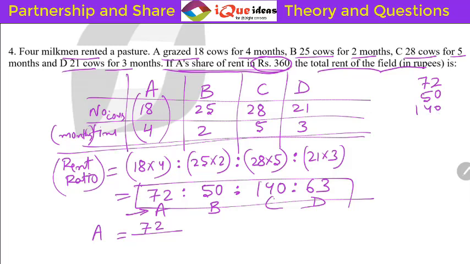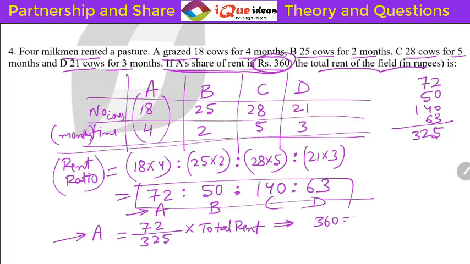If you simply add them, you will get 3 and 2 is 5, 7 and 5 is 12, plus 4 is 16 and 6 is 22. I'll repeat, 6 plus 4 is 10 and 5 is 15 and 7 is 22. So 2 here and 2 and 1 is 3. So it is 325. 72 by 325 into the total value, whatever is the total rent. Right? This should be the calculation. And A's share is already given, 360. So this means 360 is equal to 72 upon 325 into total rent.